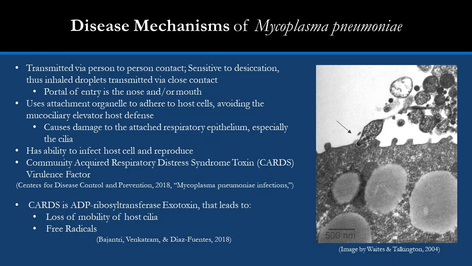In addition, Mycoplasma pneumoniae has a characteristic virulence factor called community-acquired respiratory distress syndrome toxin, which causes an inflammatory response and helps the bacteria colonize the respiratory tract. This exotoxin causes the cilia to lose their ability to move, further overcoming the mucociliary elevator. This exotoxin also causes the creation of free radicals that cause further damage to host cells.